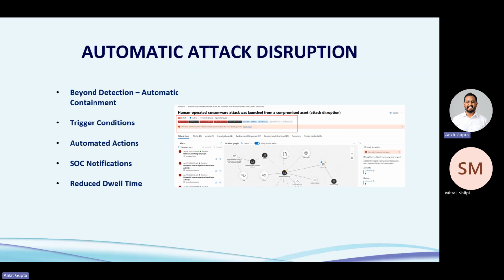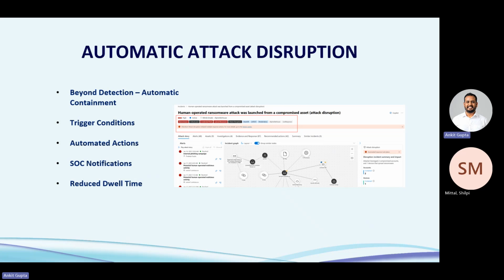Automated investigation and remediation handles routine threats extremely fast. Destructive attacks like ransomware require a stronger response. This is where Microsoft Automatic Attack Disruption comes in, using AI and cloud analytics to recognize attack patterns in real time and stop them immediately.